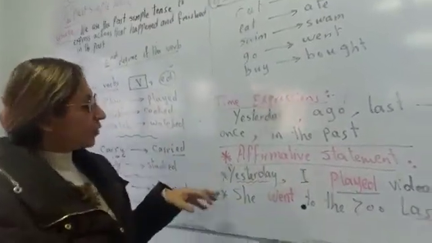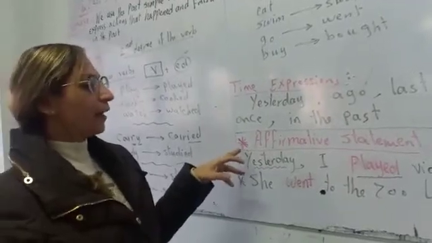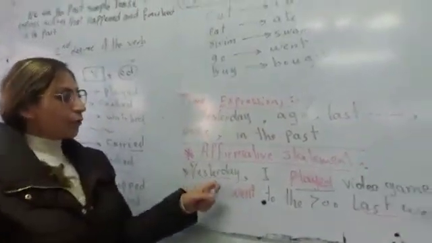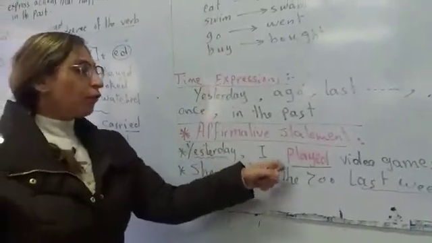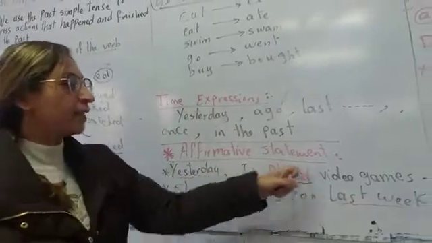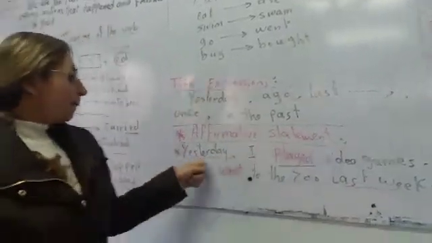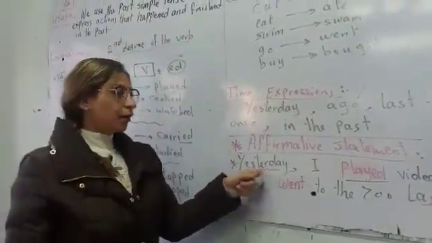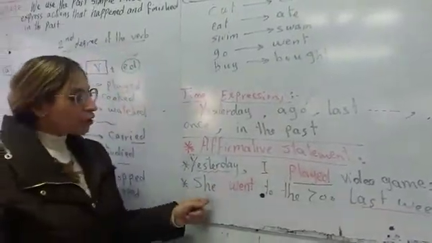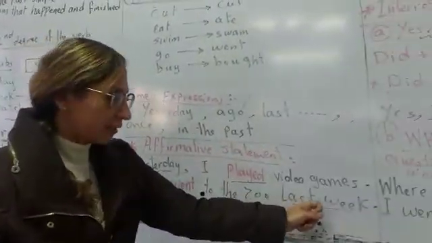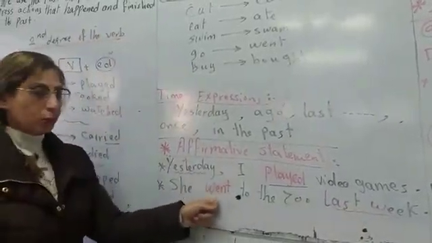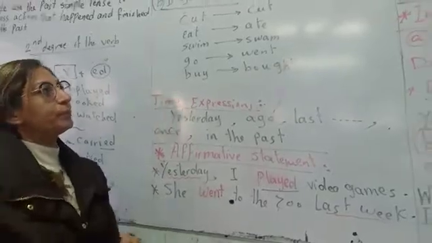Let's see here the affirmative, how to form the affirmative statement. We use the subject followed with the verb in the past, like here. Yesterday, I played video games. Because you see yesterday here, you have to add ed at the end of the verb. She went to the zoo last weekend. And because of the last weekend, we used went, which is the second degree of the verb.